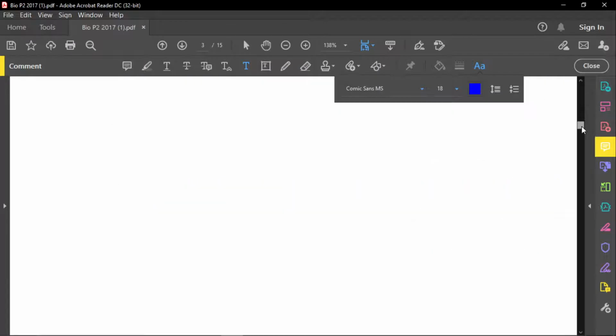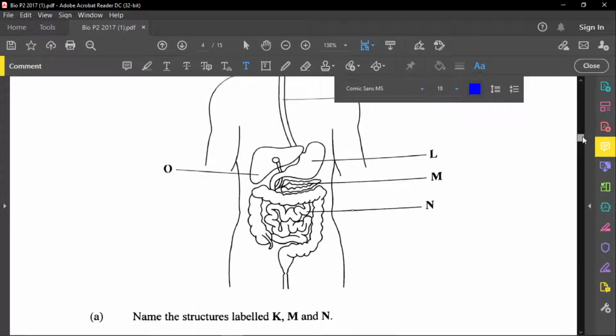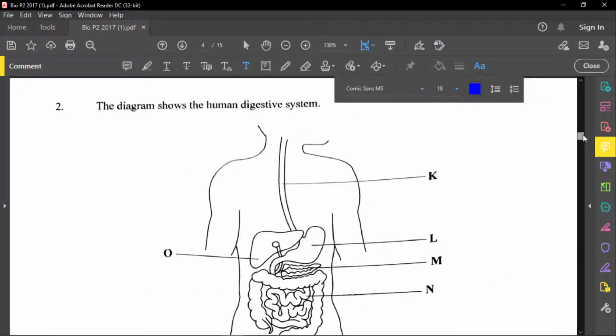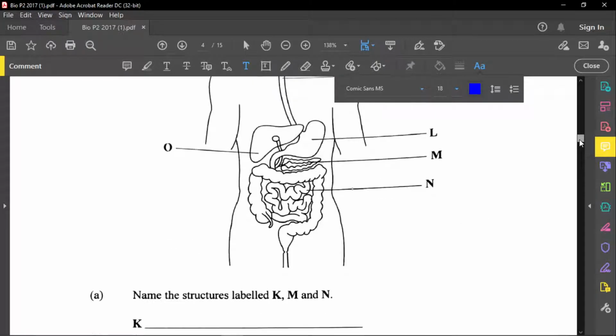All right, so let's jump to another question. All right, and this question reads now that the diagram shows the human digestive system. Now we have some letters there, and you can look at the letters and actually know what they are, so we can just run through it real quickly. And so here we'll have our esophagus, which is K. L will be the stomach, M will be the pancreas, N will be the small intestine, and Q and O will be the liver.